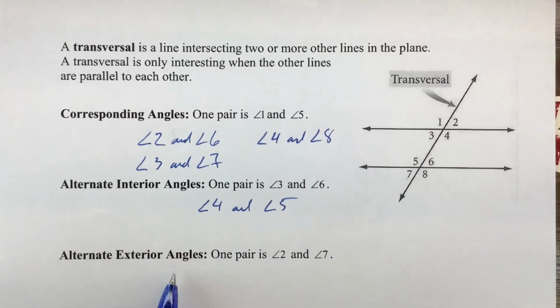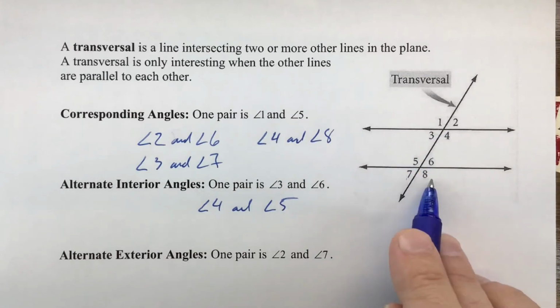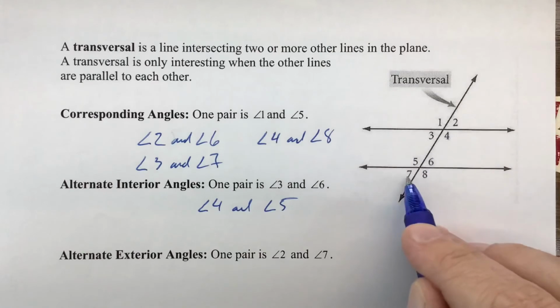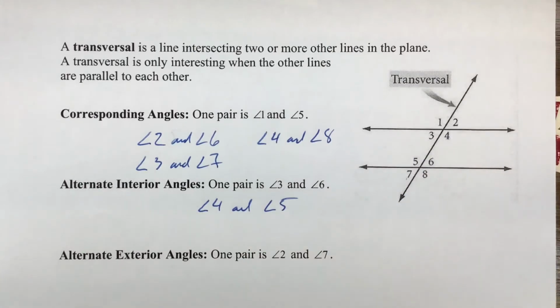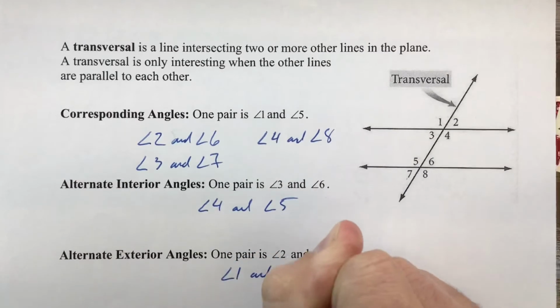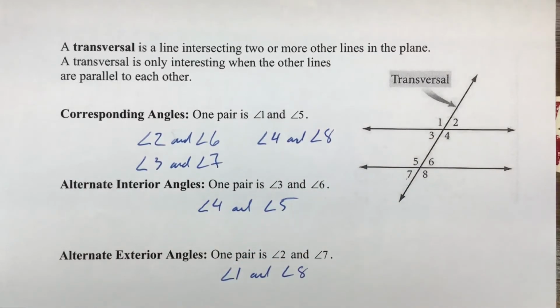And alternate exterior angles, pretty much the same idea as what we got going on here, except that they are going to be outside the lines that we have. So we're looking at 1, 2, 7, and 8. 2 and 7 would be an example. They are on different sides of the transversal, but also outside the other lines. So angles 1 and 8 would be the other example of alternate exterior angles.